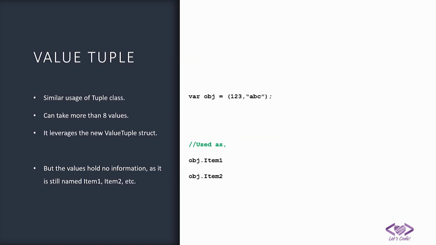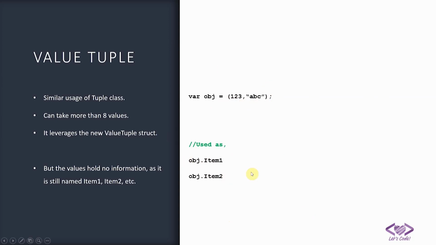So the value tuple is similar to the tuple class, but its underlying concept is not the tuple class, it's a value tuple struct, and this can take more than 8 values. The way you use it is different. You don't use the tuple class or the tuple keyword. Instead, you can directly say var any variable is equal to, put the values in the braces. So I have used 1 2 3 comma abc. I can use comma 1 comma 2. So I can just go on. So it can take as many values as possible, and then you can use them as obj dot item1, item2, item3 etc.